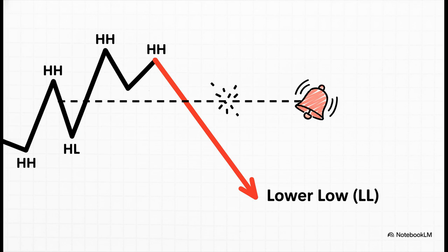So let's get specific. Remember how in an uptrend, that series of higher lows acts like a floor, holding the price up? Well, the alarm bell goes off the second the price smashes through that floor. It breaks below the last higher low and makes a new lower low. That right there is your signal that the buyers are losing their grip. The trend might be over.